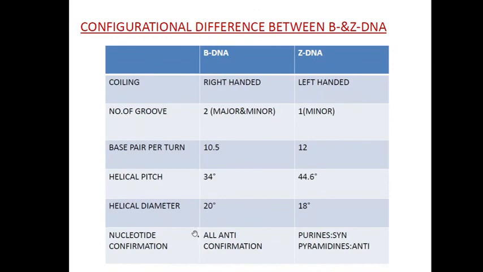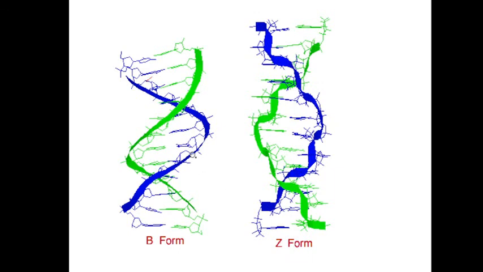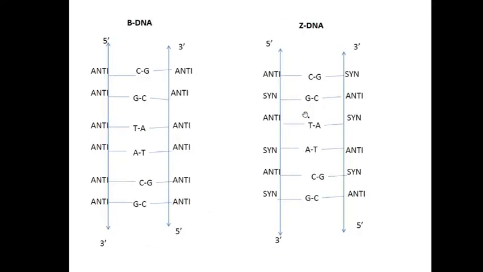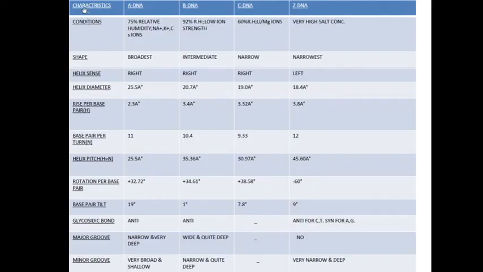The nucleotides form all anti-conformation, while in the Z form the purines are in their syn form while the pyrimidines are in the anti-conformation. Here we can compare these two helix structures, anti and syn conformation. Syn conformation is only seen in the Z form of DNA. So this particular chart compares the A, B, C and Z forms of DNA. In summary, we can study all these four forms of DNA.